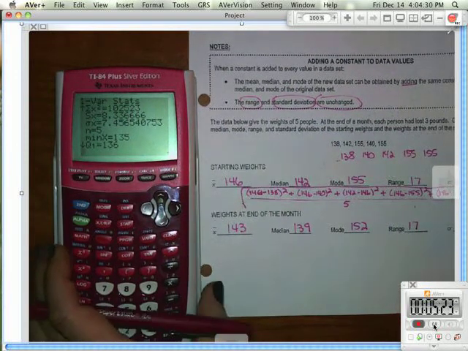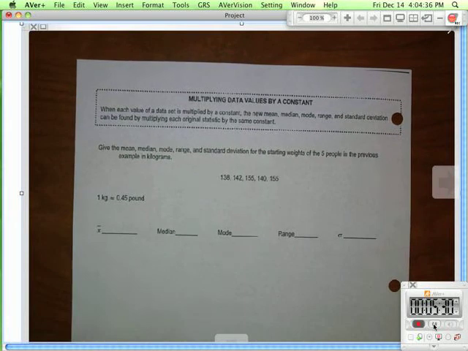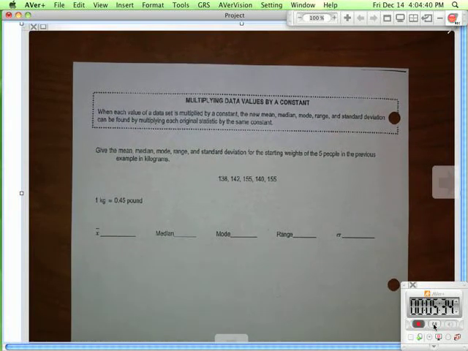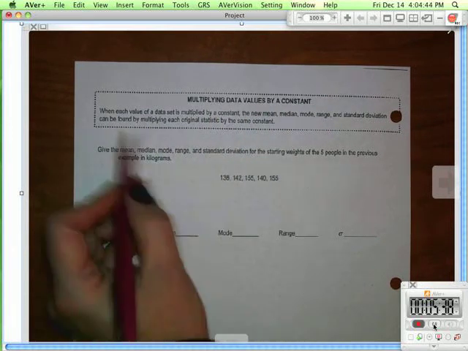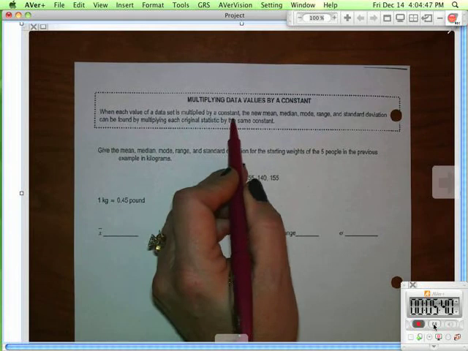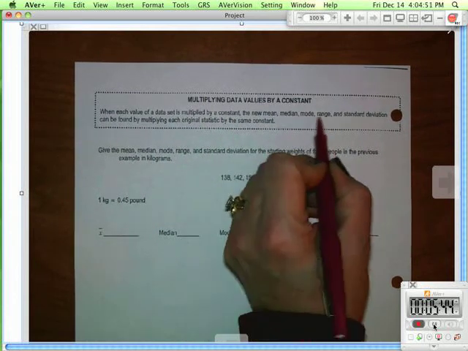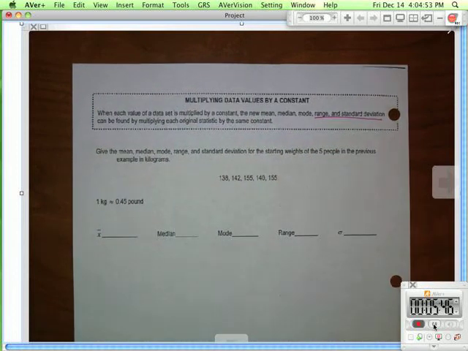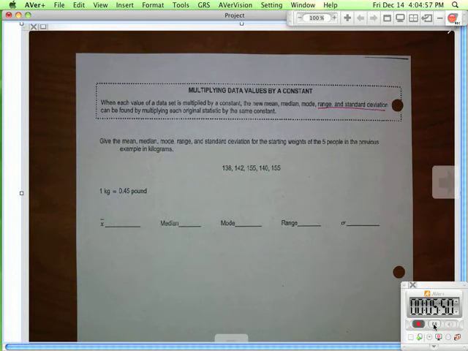All right, flip it over, backside. Look at how little it is. So before we added or subtracted an amount from each data piece, here we're going to multiply the data values by a constant. When each value of a data set is multiplied by a constant, the new mean, median, mode, range, and standard deviation, oh here we go, this includes range and standard deviation, can be found by multiplying each original statistic by the same constant.